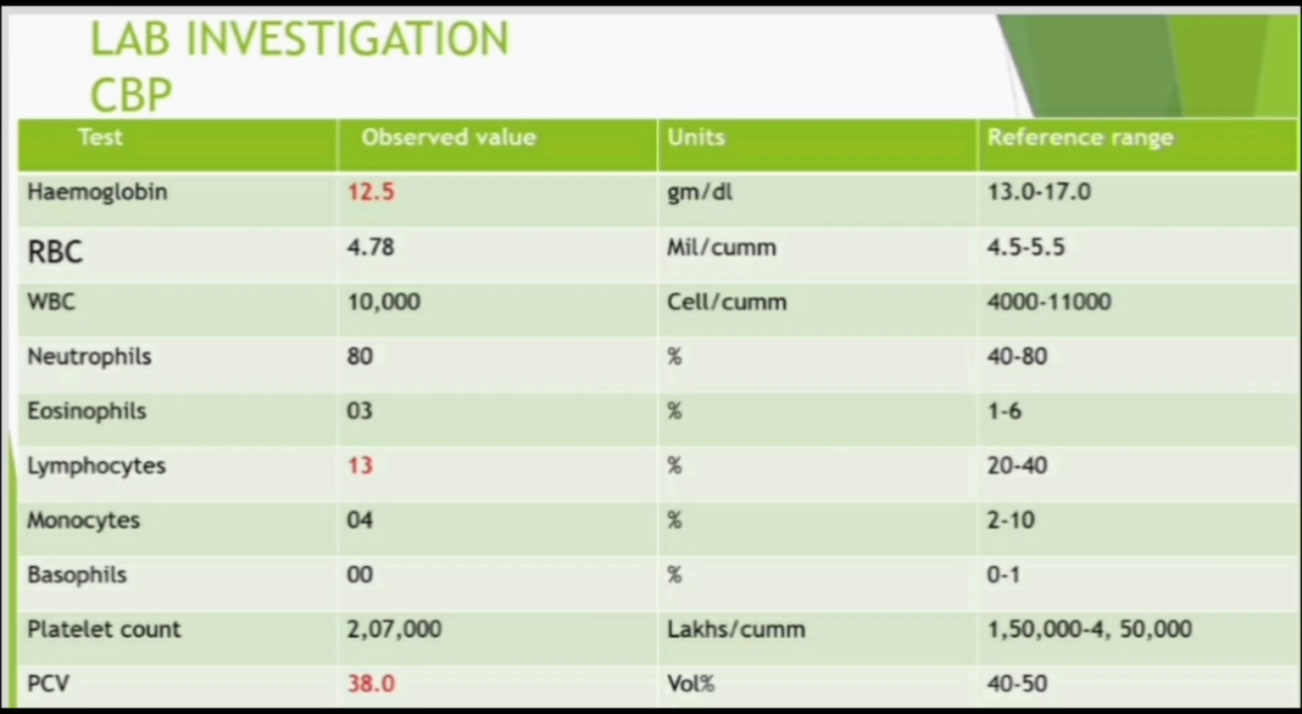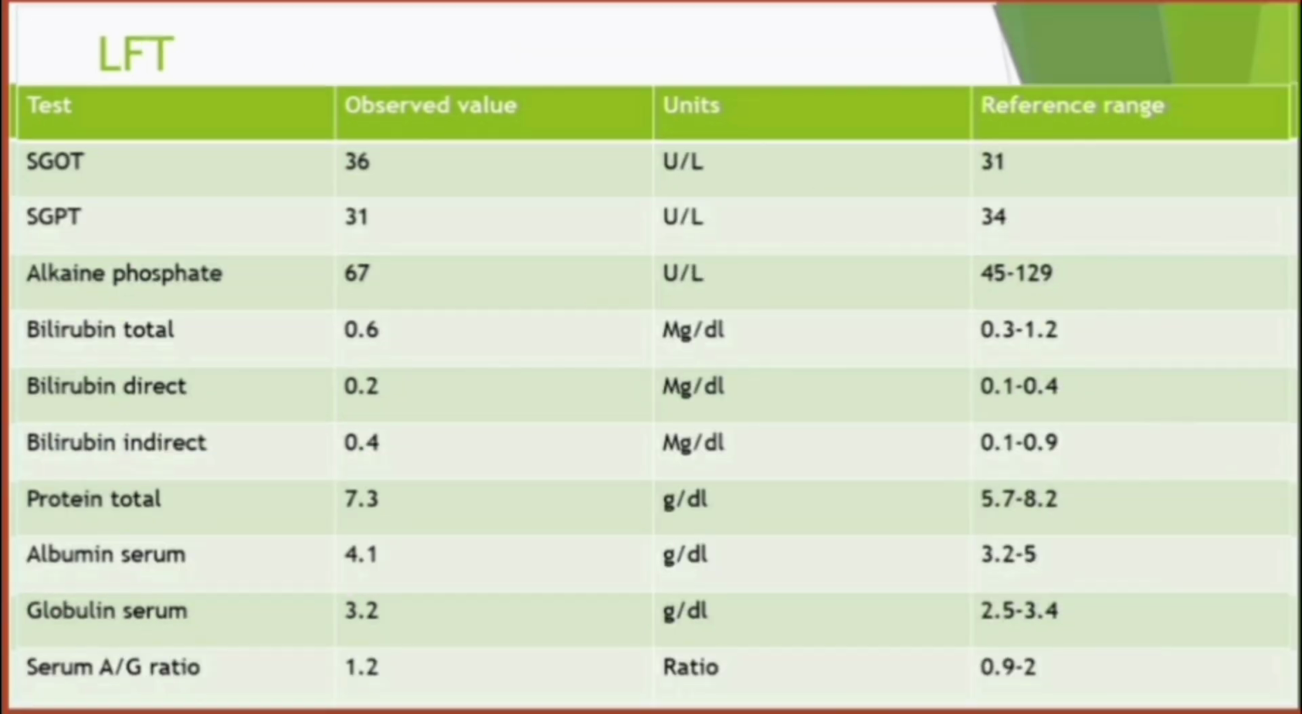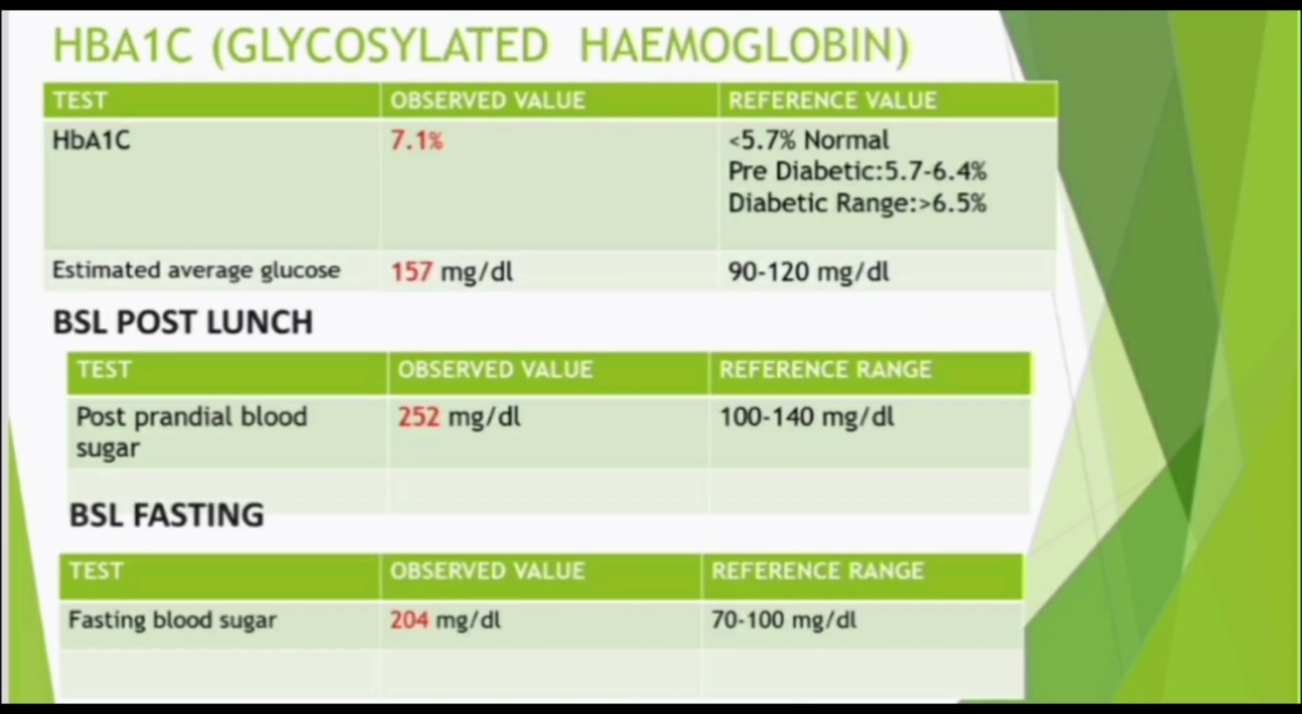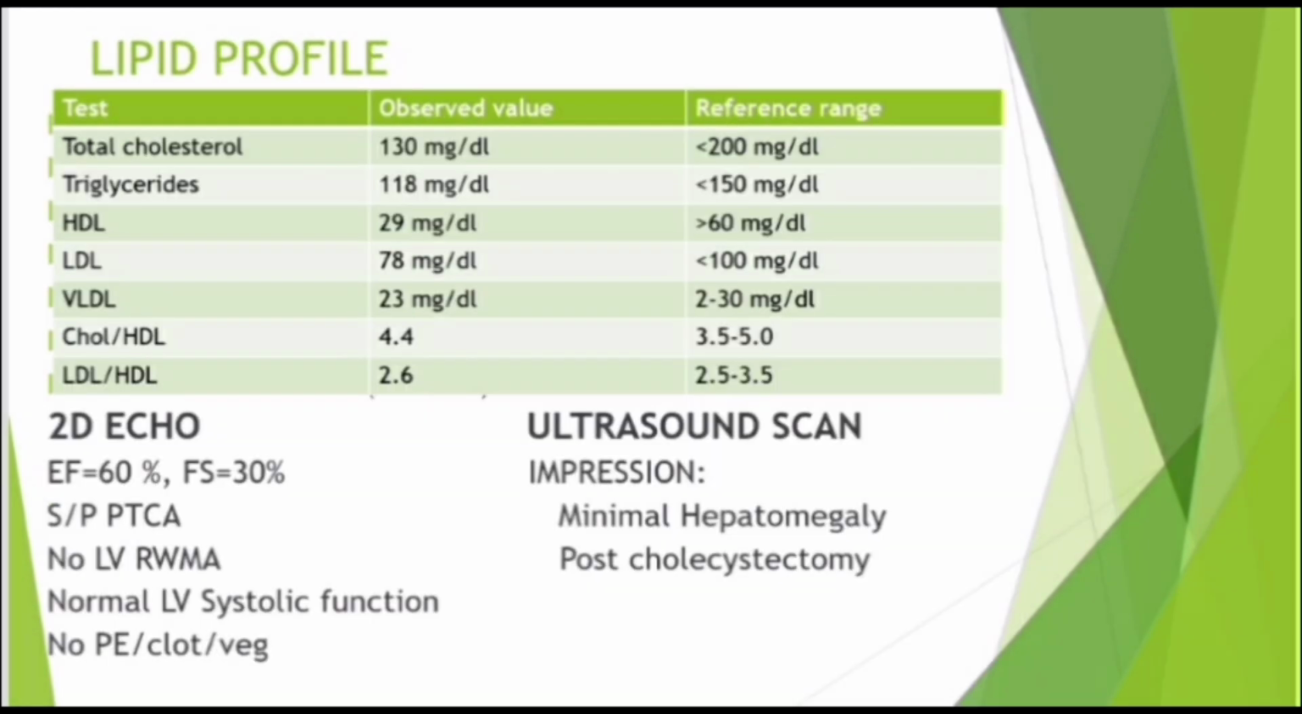When it comes to lab investigations, in CBP, hemoglobin, lymphocytes and PCV are abnormal. In LFT, all parameters are normal. In this, glucose random and HS troponin are at abnormal levels, remaining all parameters are normal. In this, HbA1c, BSL post-lunch and BSL fasting levels show abnormal. In the lipid profile, HDL shows abnormal level. 2D echo: normal systolic function. Ultrasound scan: minimal hepatomegaly, post-cholecystectomy.